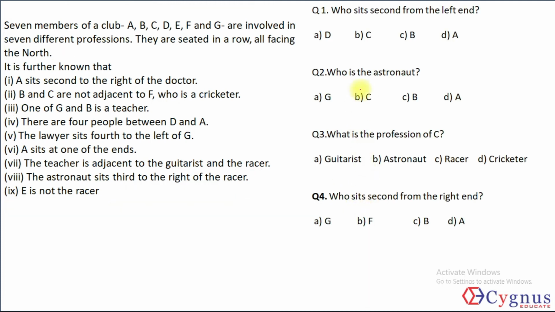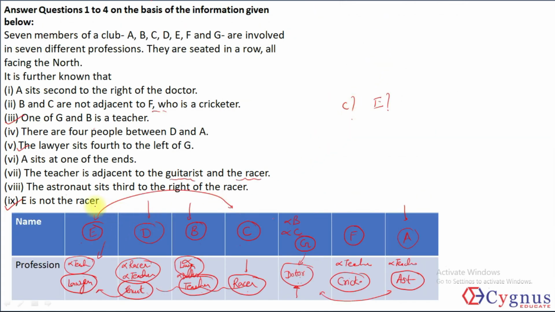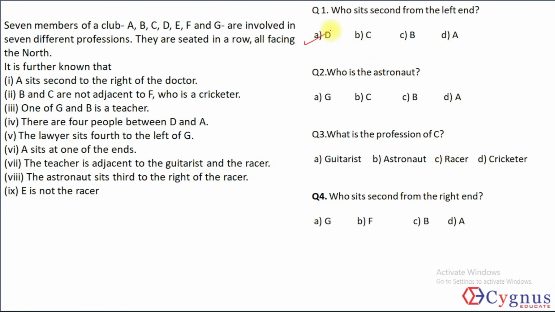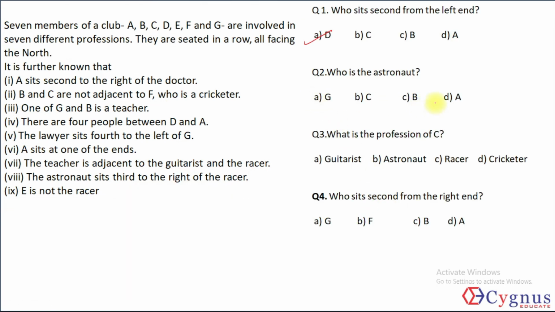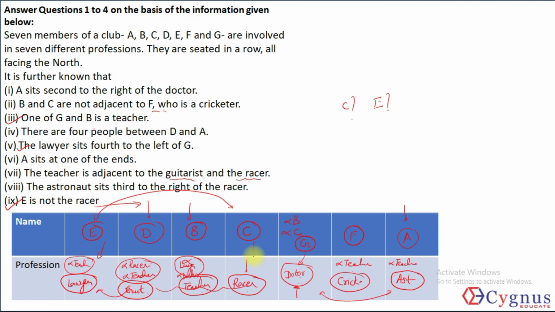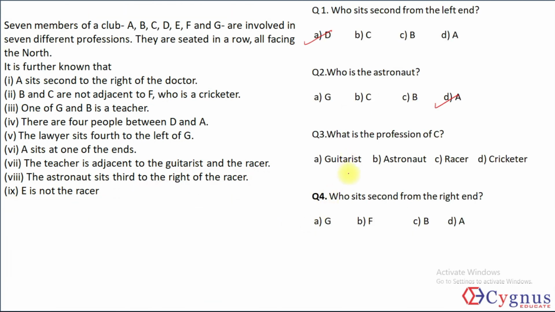What's given here? Who sits second from the left end? This is left end. Who's sitting second from the left end? That is D. So my answer is first option. Who is the astronaut? A is an astronaut. So my answer is last option. What is the profession of C? C is a racer. So my answer is third option.